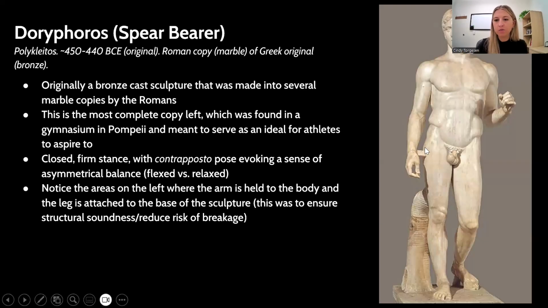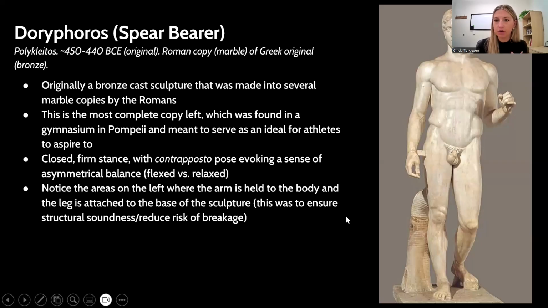We do have areas where the body is being supported because, again, it would be really hard to pull off without support. So we have this support in the back that looks like maybe a tree stump or something. You'll notice the hand on one side is attached to the body to help give it support, and the foot as well.